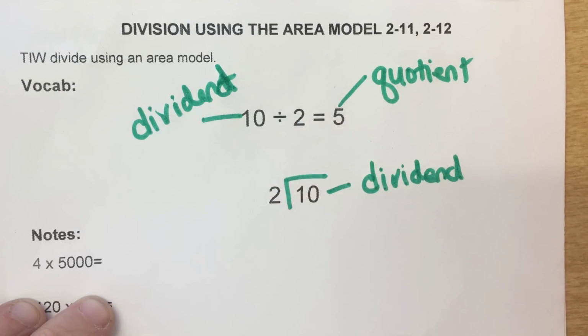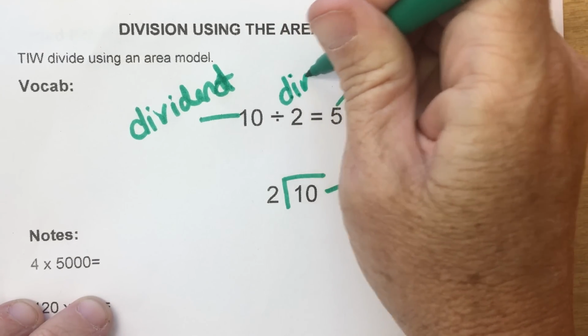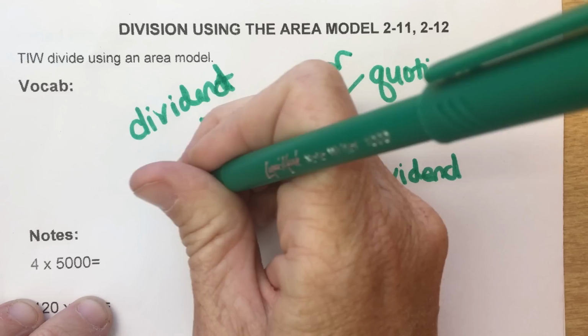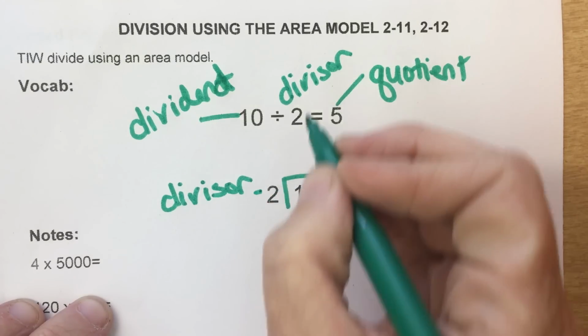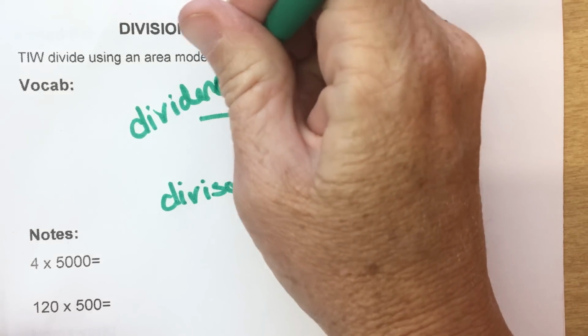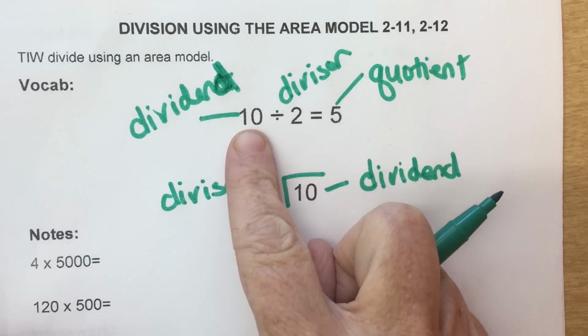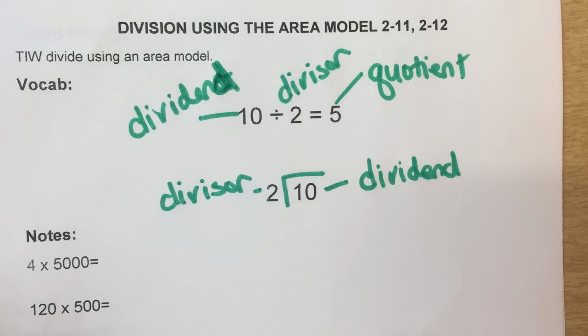The number that I'm dividing it by is called my divisor. So we're going to be using those words for the next couple of weeks. If you keep this in your notes, you'll have them. So again, the dividend, that's a D, is the number I'm dividing. This is the groups I'm dividing it into, and my quotient is my answer.